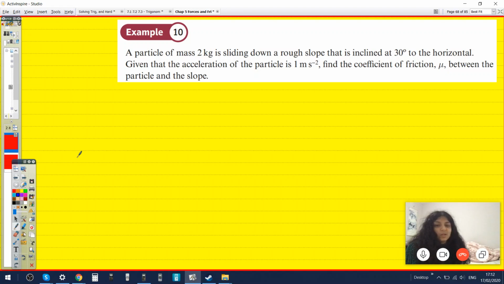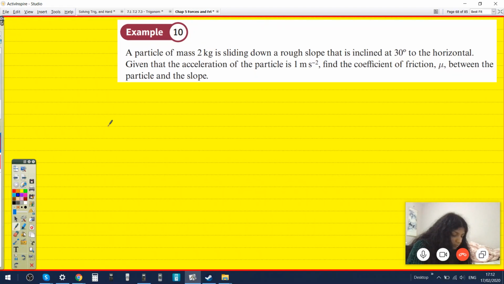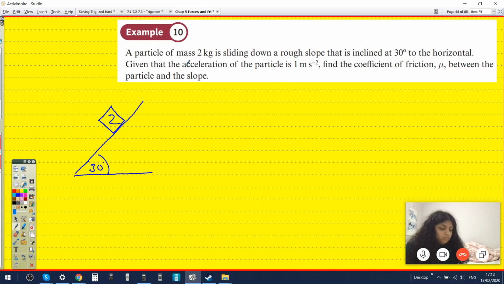I don't know how to do this one. Sketch. Let's see. So it's a mass 2, and it's sliding down. Maybe I'll just do it like this. Okay. And that's sliding down a slope, 30 degrees. Given that the acceleration is 1, find the coefficient of friction between the particle and the slope.